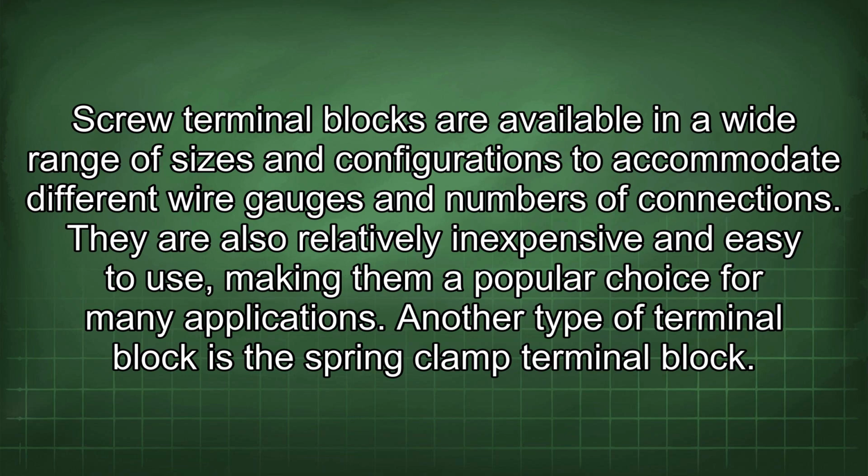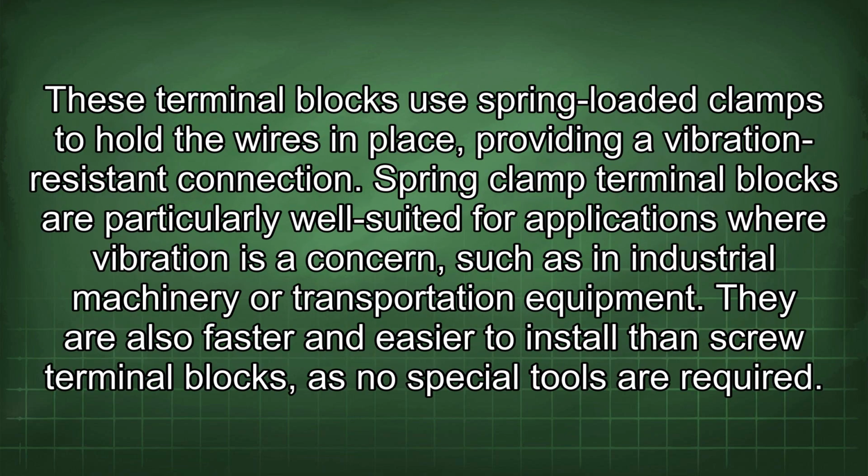Another type of terminal block is the spring clamp terminal block. These terminal blocks use spring-loaded clamps to hold the wires in place, providing a vibration-resistant connection. Spring clamp terminal blocks are particularly well suited for applications where vibration is a concern, such as in industrial machinery or transportation equipment. They are also faster and easier to install than screw terminal blocks, as no special tools are required.